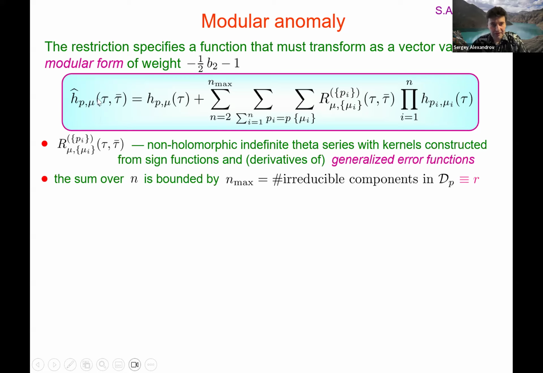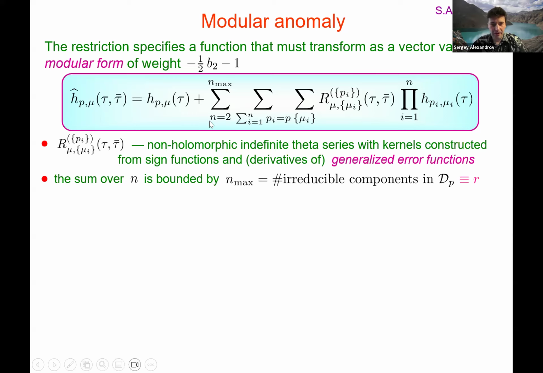So it is this function which is called the modular completion of the original generating series, which must transform as a true modular form. Well, the second term looks complicated, but the physical meaning is actually transparent. If you see here, we have a sum of splittings of my D4 brane charge into components. So you can think about it as a sum of all bound states contributing to my BPS index.